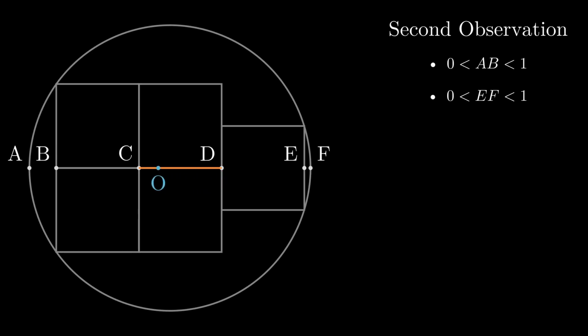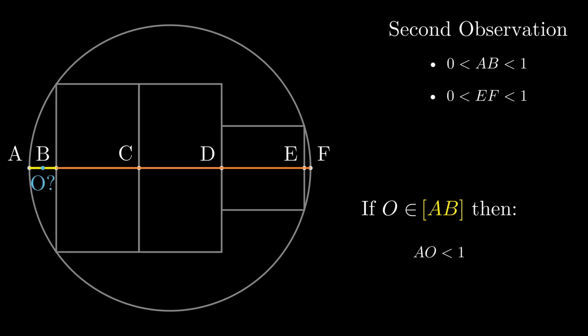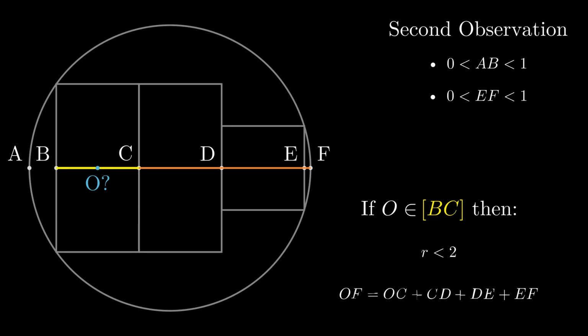line segment CD. In our demonstration, because O is the center of the circle, the radii AO and OF have the same length. The center O cannot be on AB, as the distance between A and O would be smaller than 1, while the distance between O and F would be greater than 2. Similarly, the point O cannot be located between B and C, because the distance between A and O would be smaller than 2, while the distance between O and F would be greater than 2.